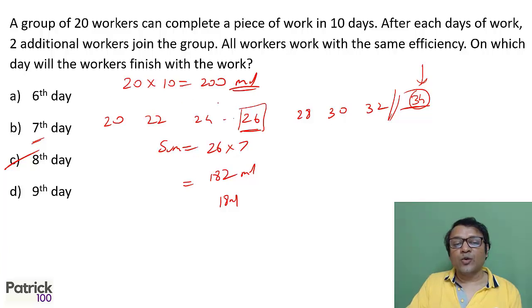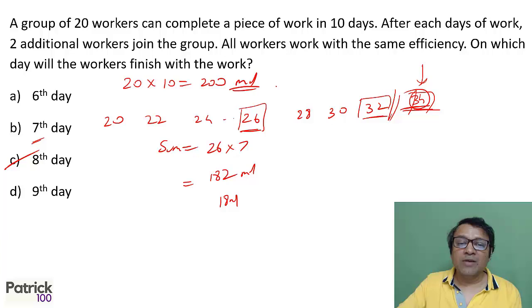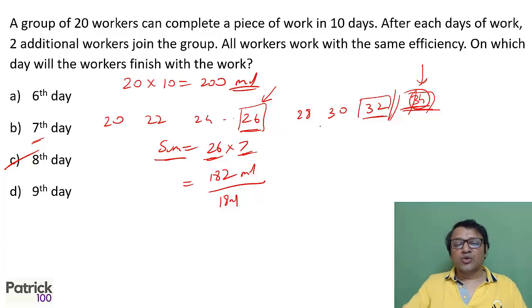So if I add 20, 22, 24, 26, 28, 30, 32, 34, 34 is the last. Up to 32 is 7 terms. The middle value will be 26. The sum will be the average into the number of terms, which comes to 182 man days. So the remaining 18 man days you can do on the 8th day. You'll get the answer, C option.